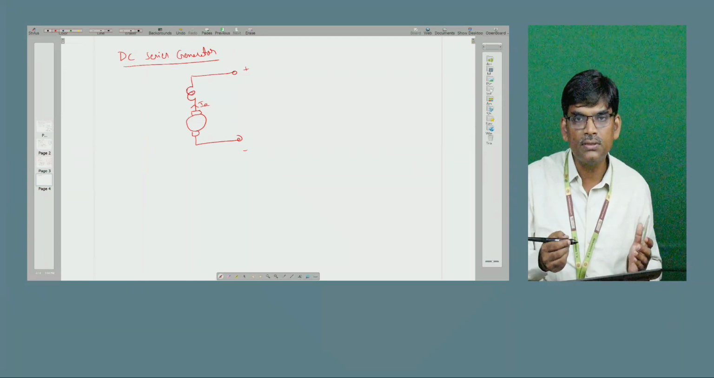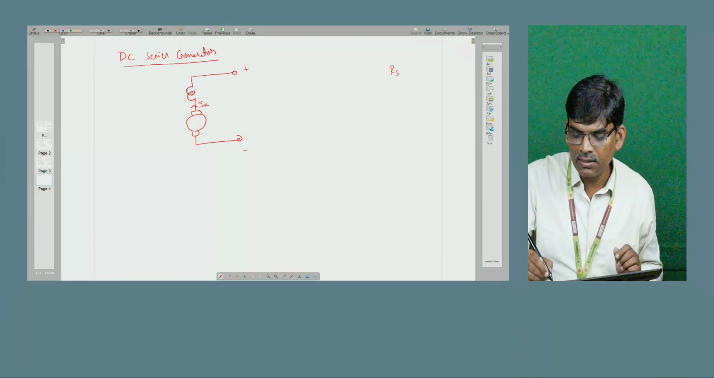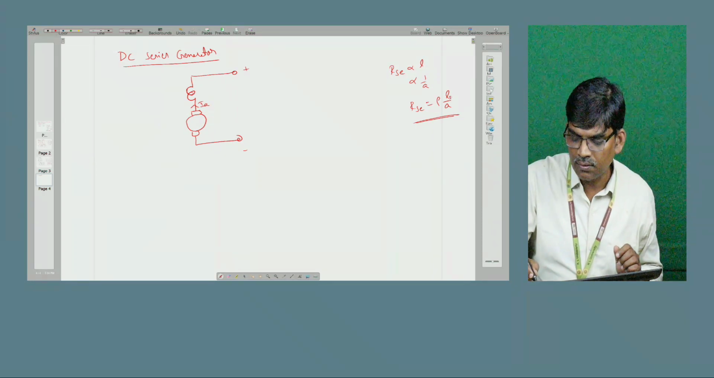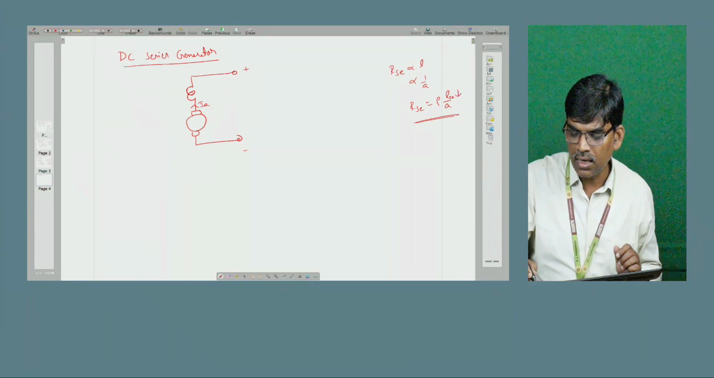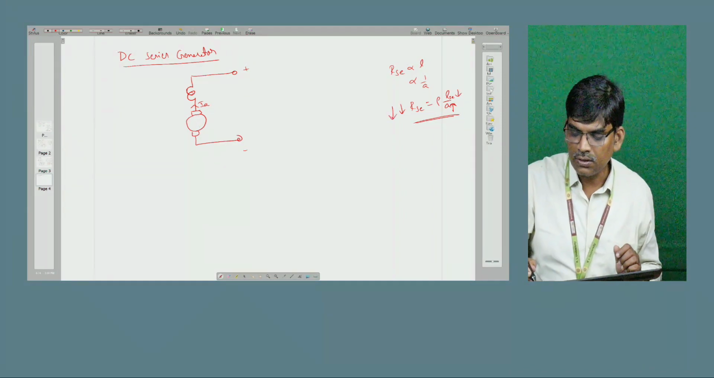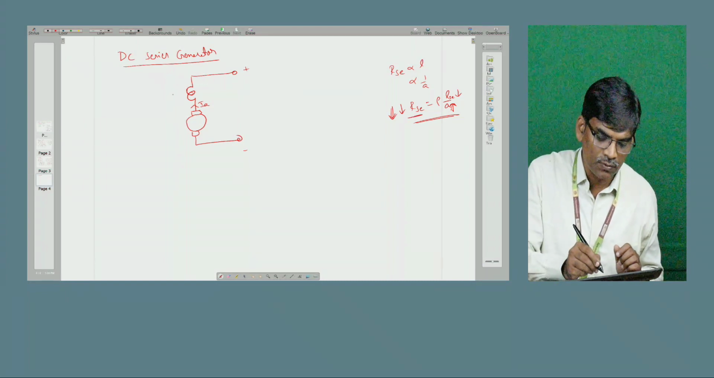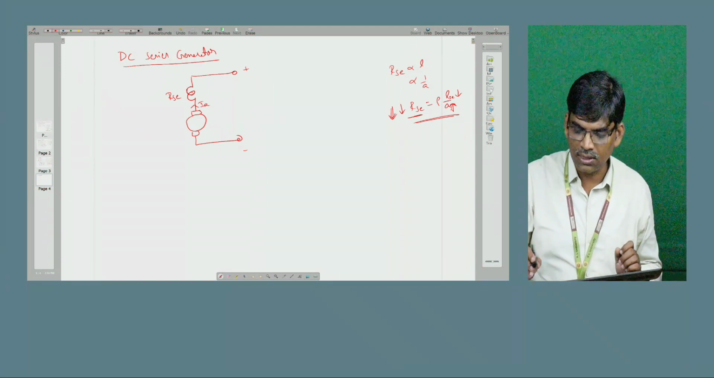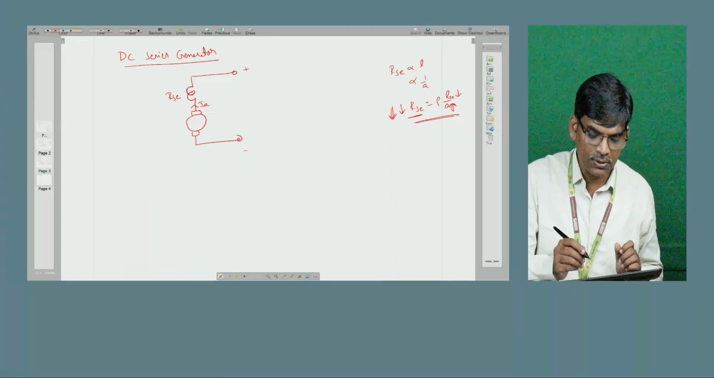High current means high cross-sectional area. The series field winding resistance is proportional to L and inversely proportional to A, and RSC is equal to rho L by A. But LSC is very small for the series field winding, so the resistance is very low. The area of cross section is more compared to the shunt field winding, so the denominator is larger and the value is less. So RSC is low. It offers low resistance because of the larger cross-sectional area and fewer turns, which means the length is very small. So this is the RSC.